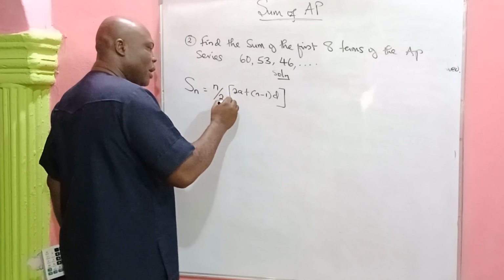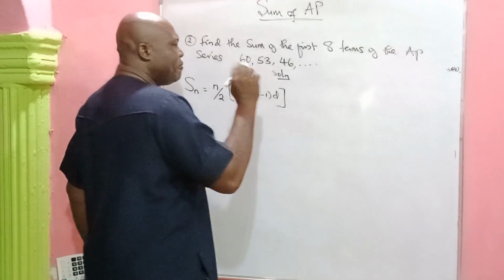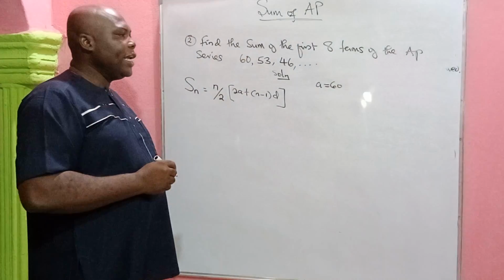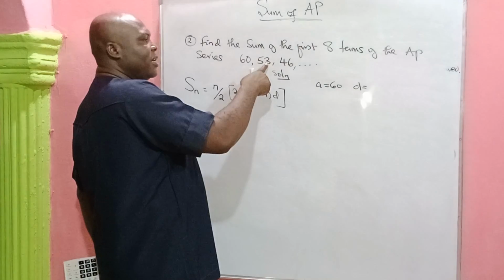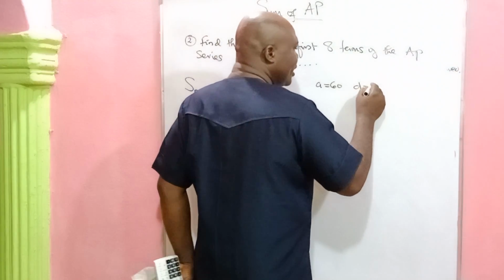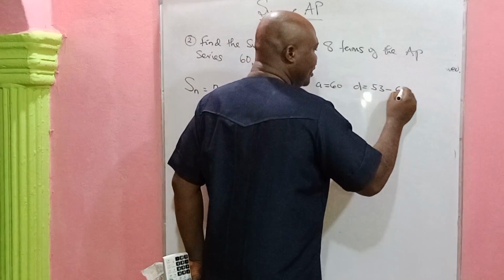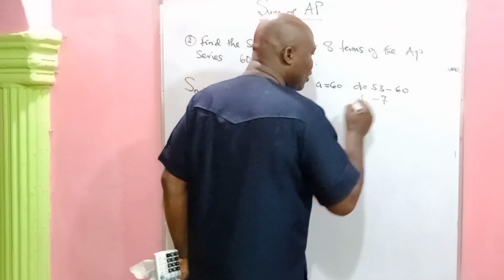So that's the formula we use, which is the second formula. Now here, we need to determine first our a. Our a, of course, is 60. We need to determine the common difference. As usual, the common difference is the second term minus first term. It doesn't change. So it's the second term, which is 53, minus the first term, which is 60. 53 minus 60 will give us a common difference of minus 7.